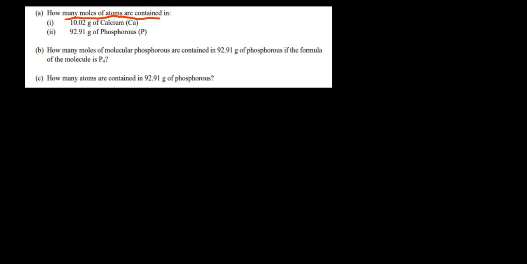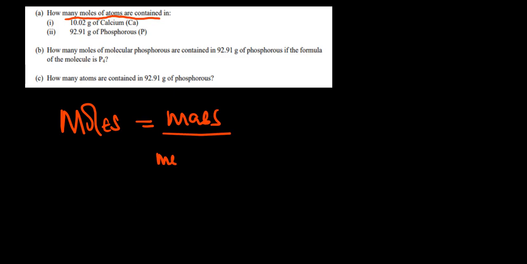Okay, so we have to know that to calculate the moles, you just divide the given mass over the molar mass. This molar mass you get from the periodic table, and this mass here you are given in the question. So for example, there we want to calculate the moles of atoms that are contained in 10.02 grams of calcium.